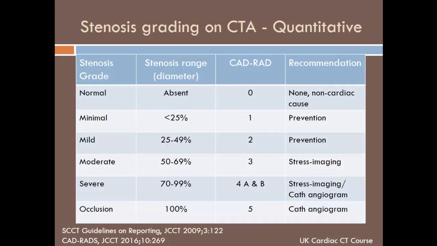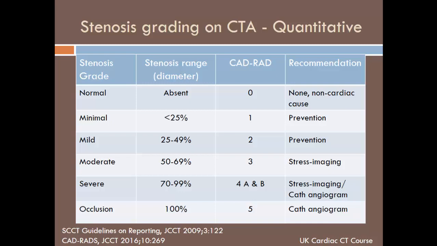And then there is quantitative method of classifying stenosis. So minimal is less than 25%, mild is 25 to 49%, moderate is 50 to 69%, and severe is more than 70%. So pretty much similar to what you would use in invasive angiography.